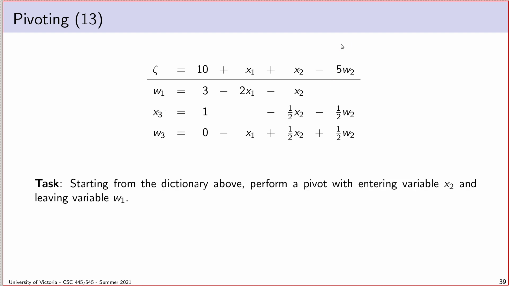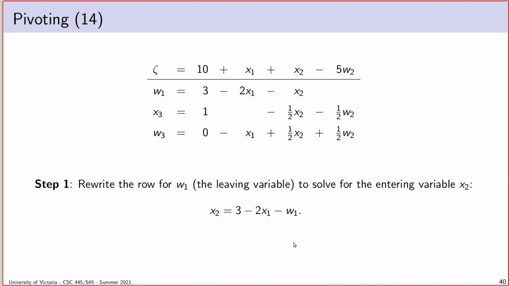Let's try one more. So I've got this dictionary now. I want to perform a pivot with entering variable x2. So x2 is going to enter my basis, and w1 is going to leave my basis. So the first step is I have to take my leaving row and solve it in terms of my entering variable x2. So let's see, w1 equals 3 minus 2x1 minus x2. And that's an easier one to solve: x2 equals 3 minus 2x1 minus w1. Okay, there we go. That's step 1.